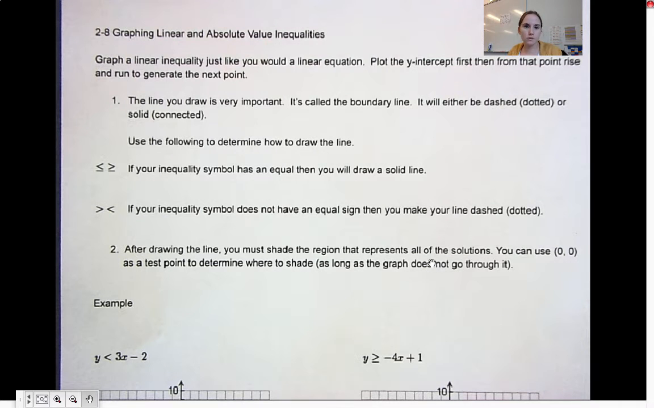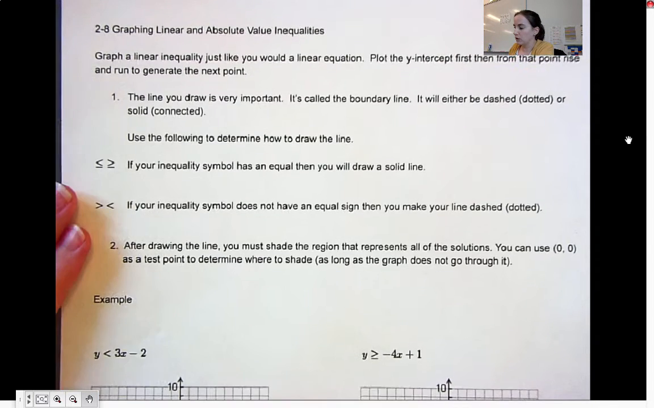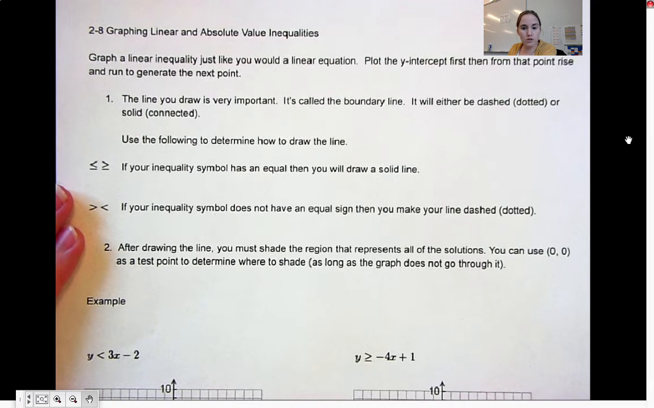This is Chapter 2, Lesson 8. We're going to talk about graphing linear and absolute value inequalities. The goal here is that you already know how to graph a line, and so you're just using that knowledge to graph inequalities. Okay, so first of all, you need to be able to rearrange an equation and put it in slope-intercept form if it's not already, if you're just graphing a line.